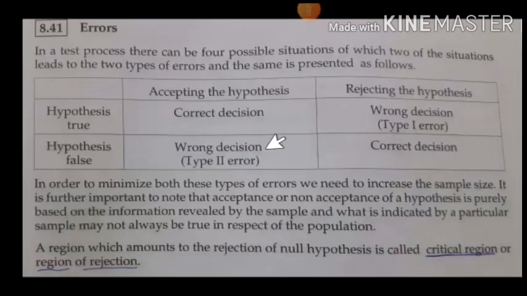Now next we study the terminologies called errors in the sampling theory. So here we study two types of error called type 1 error and type 2 error. The process can have four possible situations. Two of the situations lead to two types of error. So those four possible situations are given in a table form.